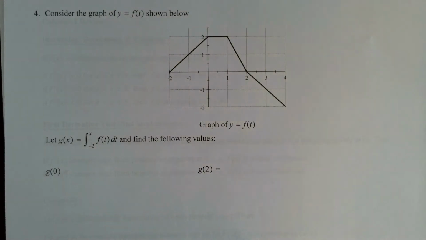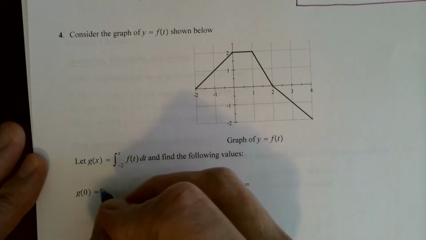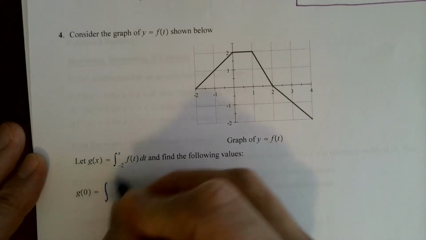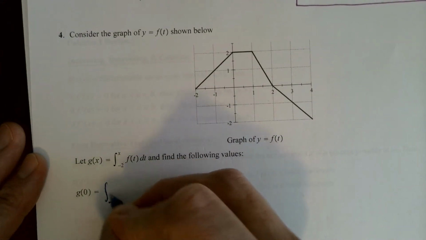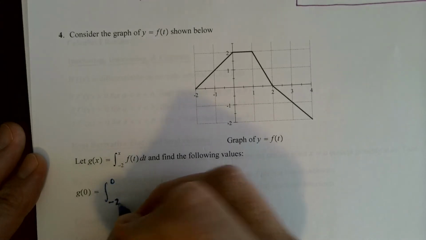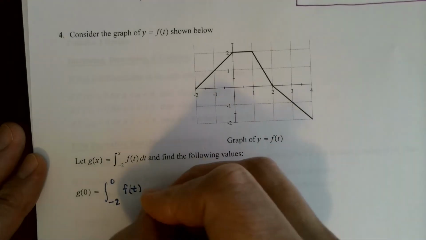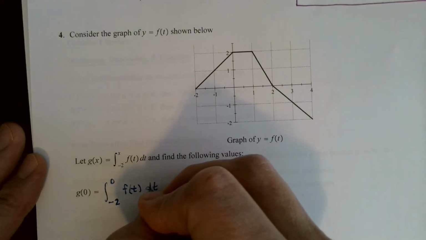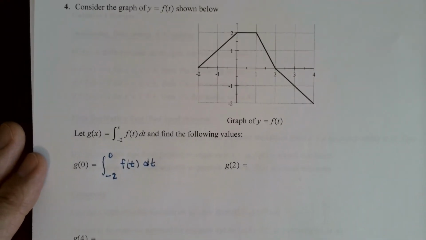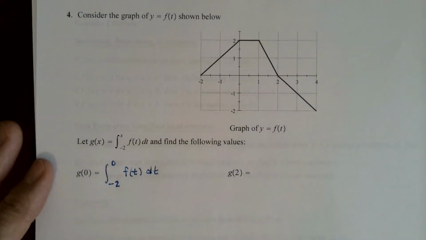So first of all, we'll just say, what is g of 0? So g of 0, well, I mean, you can plug in to the function. Notice the input to the function is the upper limit, so this would be the integral from -2 to 0 of f of t dt. All right. So what's that going to be? Well, we're going to use the graph to do that.